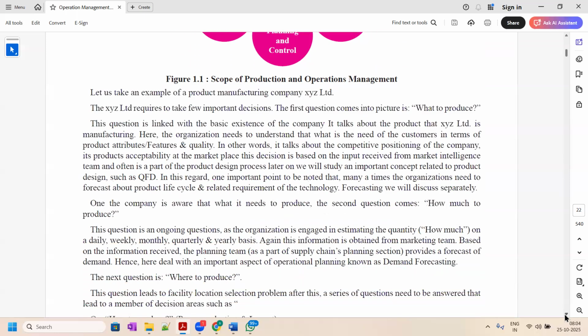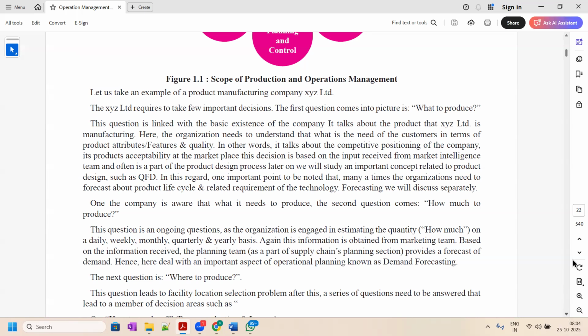So if I give you an example of a product manufacturing company, suppose the company name is XYZ Limited, and it manufactures a product. The company needs to make sure that they take certain decisions very appropriately. The first decision they need to take is what to produce. In economics also we have studied these terms, what to produce. So in what to produce you need forecasting. This is the first and the most important question.